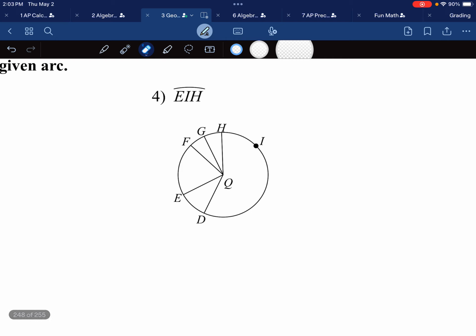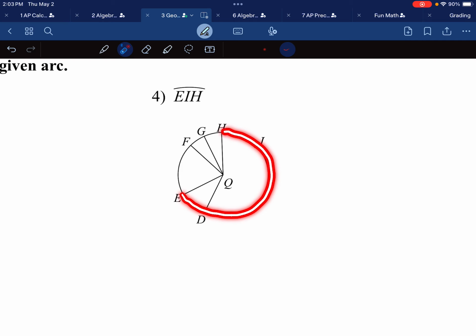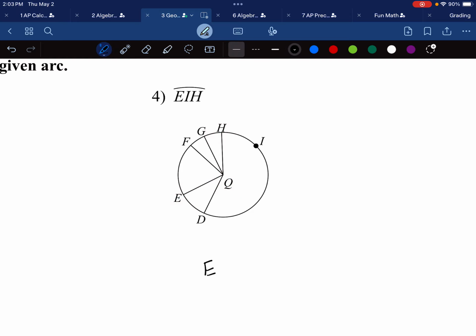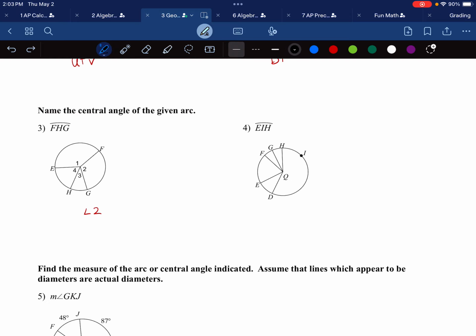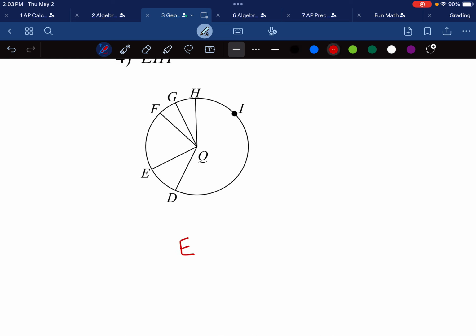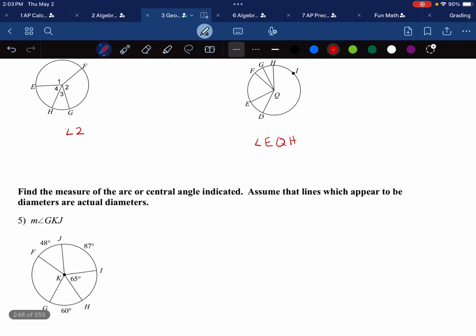In number 4, we're talking about E, I, H. Looking at E to I to H, we're talking about this right here. E to I to H was really this angle right here. So all I have to do is identify that angle, and I can go E to Q to H, or I can go H to Q to E. It doesn't really matter. I'm going to go E to Q and then to H for my angle, in red. I could have done H, Q, E, it doesn't really matter.